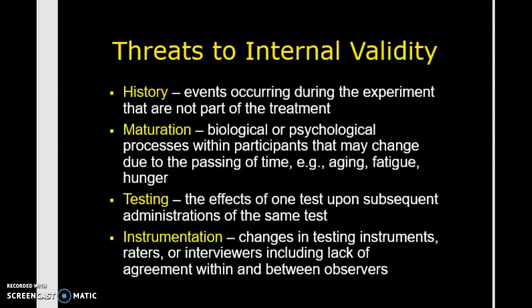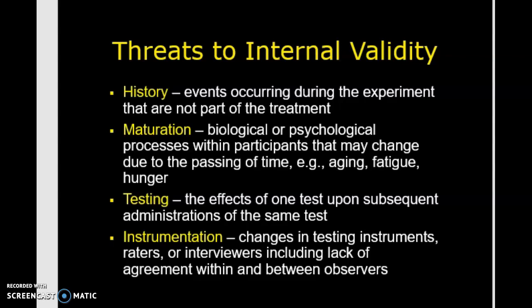So the next thing that we're going to look at is the threats to internal validity. There are several threats to internal validity, and this includes history, maturation, testing, and instrumentation. History meaning events that may have occurred within the time that the study was done that are likely to be ascribed to the outcomes. They are not part of the treatment, but also occurred.